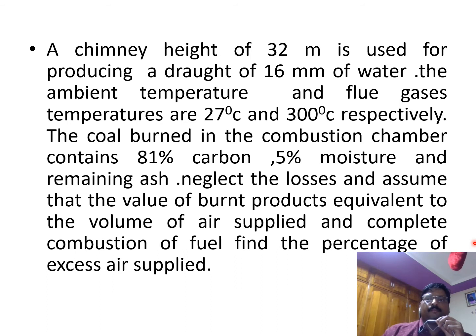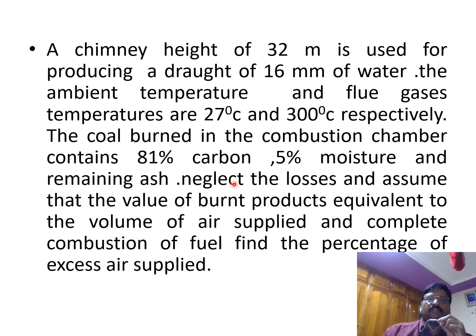Now we are going to solve another problem. A chimney height of 32 meters is used for producing a draught of 16 mm of water. The ambient temperature and flue gases temperatures are 27 degrees centigrade and 300 degrees centigrade respectively. The coal burned in the combustion chamber contains 81% of carbon, 5% of moisture and the remaining ash.